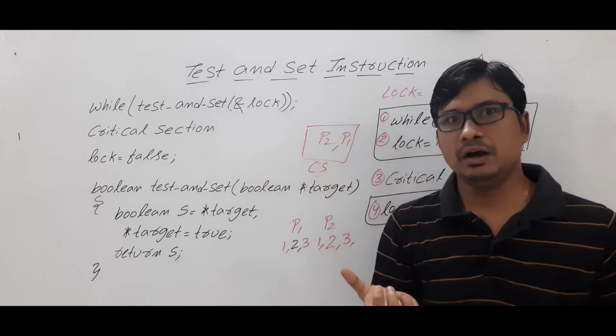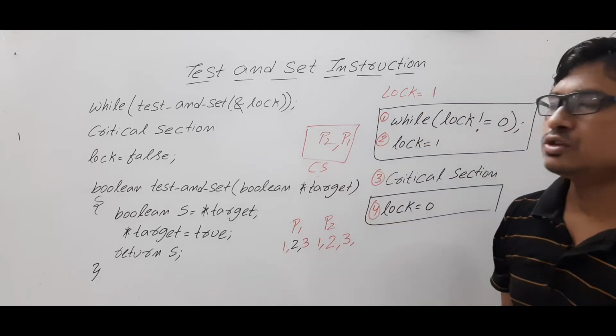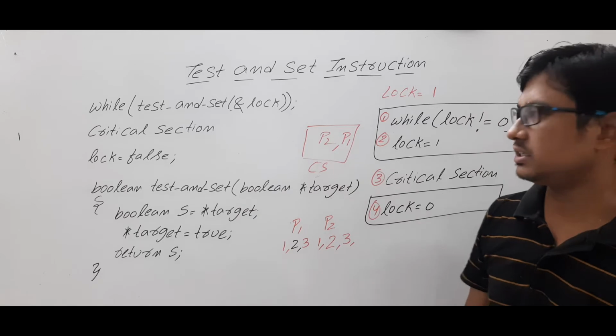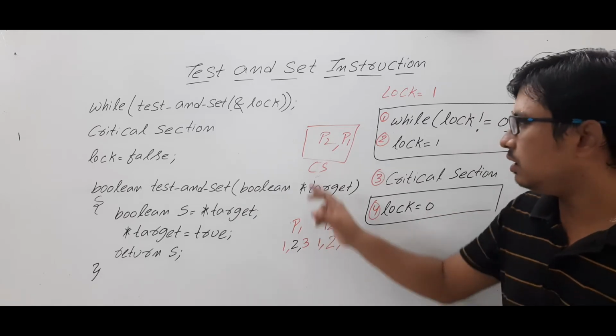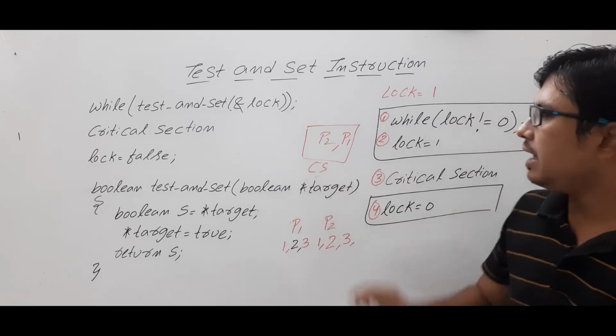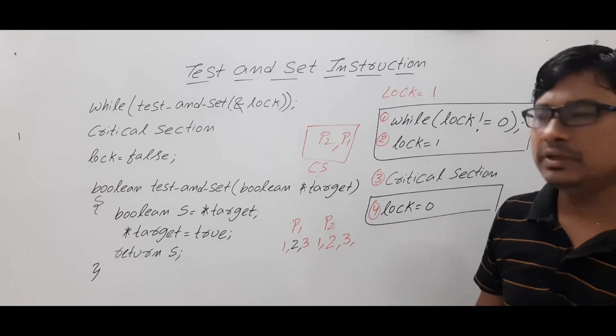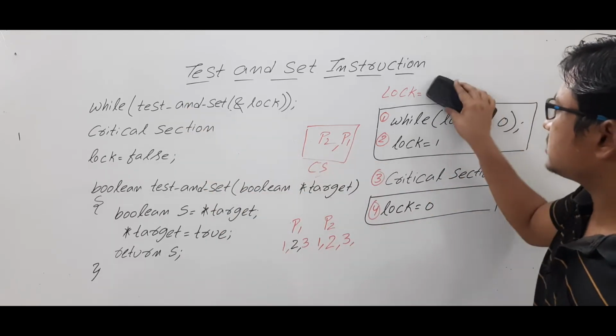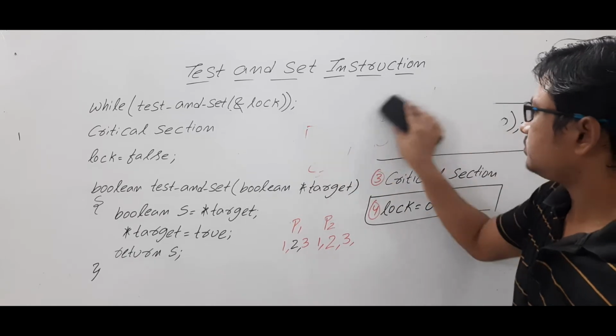Is it clear? Are you able to understand it or not? So let me discuss how the test and set instruction will work. I hope you have understood the limitation in the lock variable and why that limitation came. Now I will discuss how it will be overcome. Let me erase this.